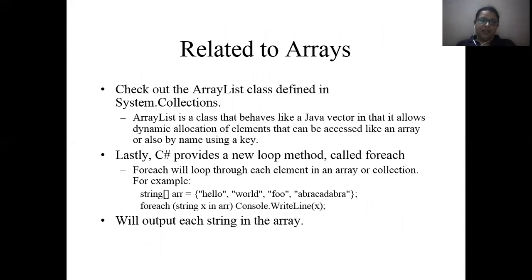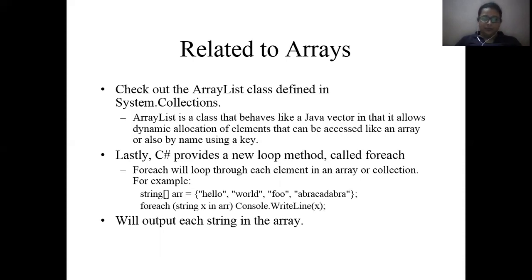Related to arrays, check out the ArrayList class defined in System.Collections. ArrayList is a class that behaves like a Java vector in that it allows dynamic allocation of elements that can be accessed like an array or also be named using a key.